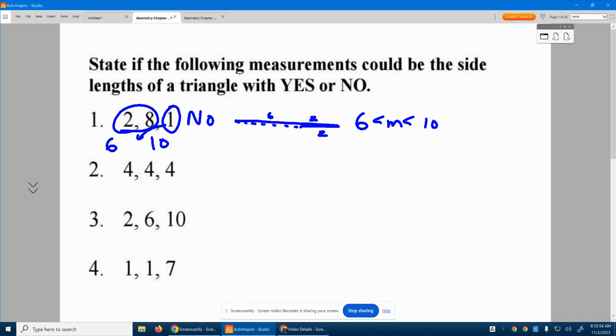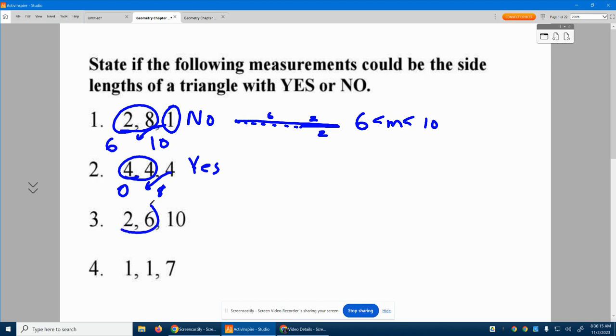Number 2, it says 4, 4, 4. Well, that obviously is going to be a big yes because that's an equilateral triangle. But if we take just the first two, subtract them, 0, add them, 8, we can see 4 fits in between there. Yes, it could be a possibility. And yes, it is, and it is an equilateral.